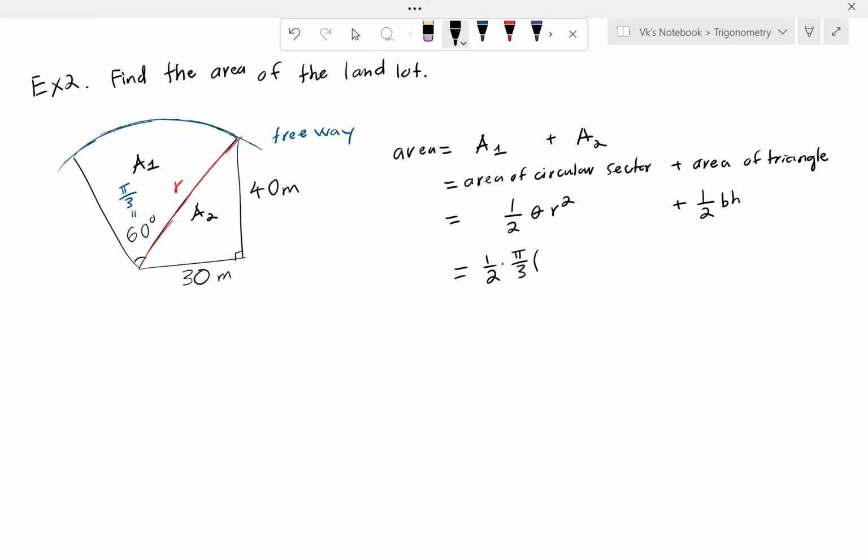R squared is from the Pythagorean theorem, 30 squared plus 40 squared. Now for the area of the triangle, half base is 30, height is 40. Wow. Put everything into the calculator and ta-da! 1908.9 is the answer. Unit is square meters.